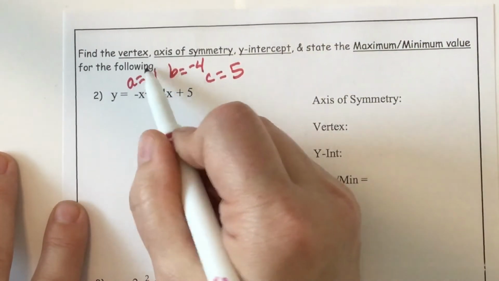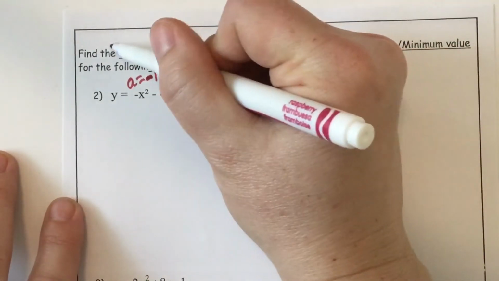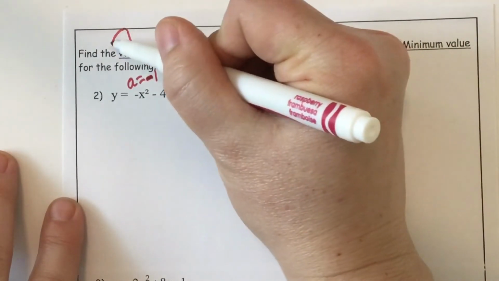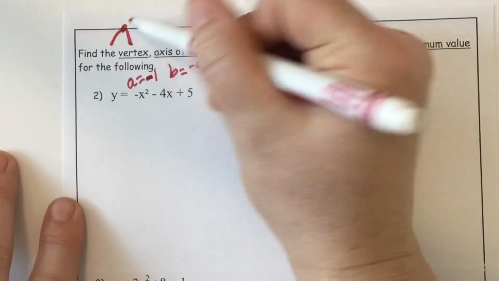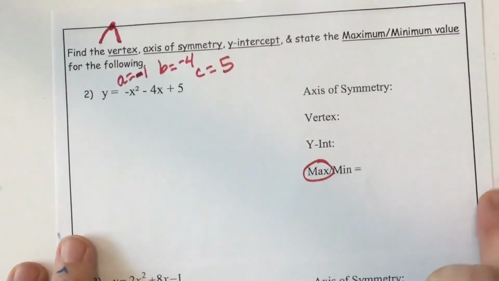Okay, let's just talk about A real quick. Our A is a negative number, so does this graph open up or down? If A is a negative, the graph opens down. So if a graph opens down, do we have a max or a min? We have a max. Okay, I'll answer the rest in a little bit.